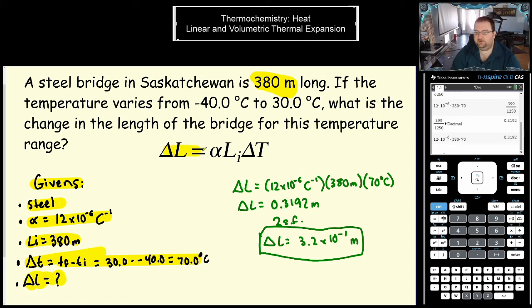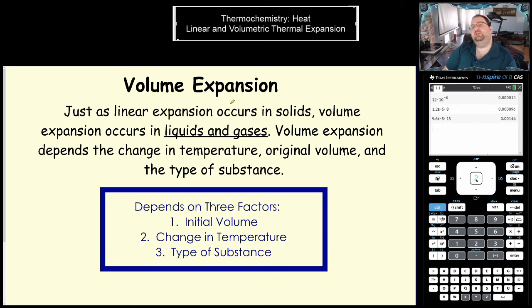So you just plug them into your formula, right? You have delta L equals our coefficient, our length, and our change in temperature. And you plug that into your calculator and you should get something like this. Remember that we only want 2 sig figs here. So we need to round this 1 up because of the 9 before it. So it's actually 0.32. And when you write that in scientific notation, it's 3.2 times 10 to the negative 1 meters.